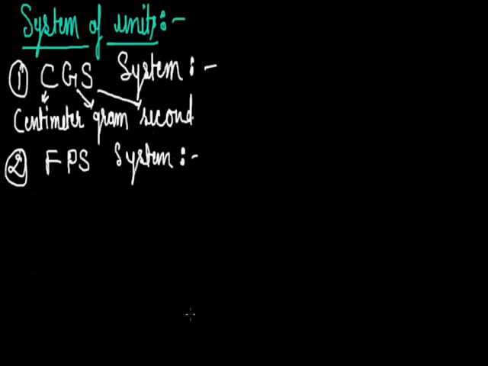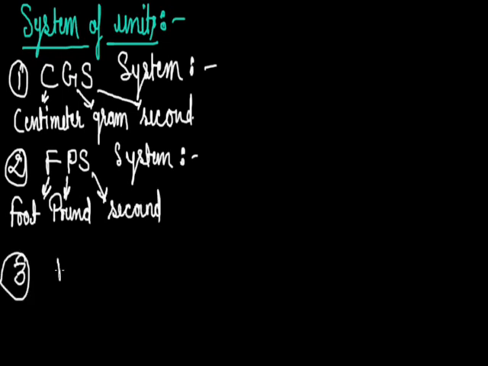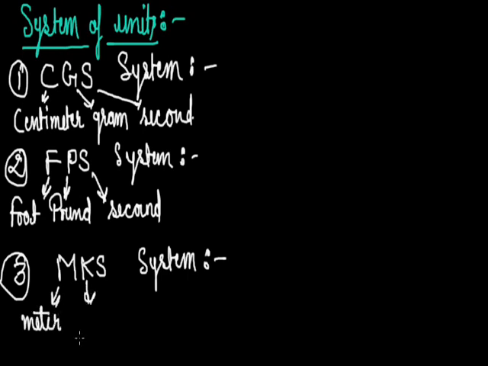In this system, length is measured in foot, mass is measured in pound, and time is measured in second. Next, the MKS system. In this system, length is measured in meter, mass in kilogram, and time in second.